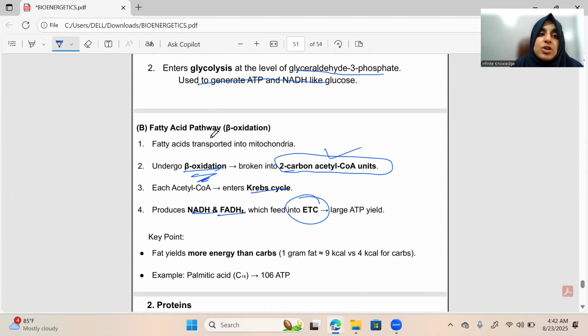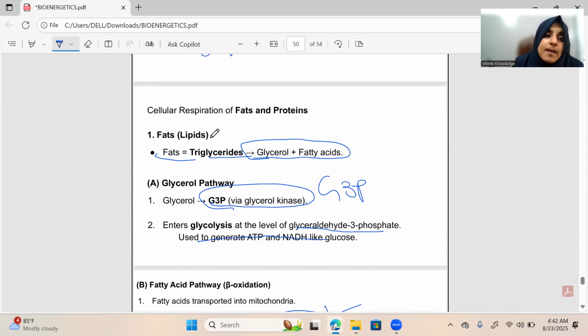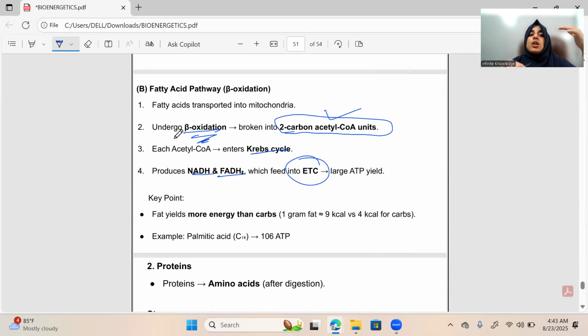So there are basically 2 pathways of glycerol and fatty acids. Fats are converted into glycerol and fatty acids, and both of them have different pathways. Glycerol converts into G3P. It starts from glycolysis and then it goes into the Krebs cycle. Whereas fatty acids undergo beta oxidation. After beta oxidation, it produces acetyl-CoA and it directly starts the Krebs cycle. So it does not go through glycolysis. It directly starts the Krebs cycle, and after that the electron transport chain yields ATP, right?